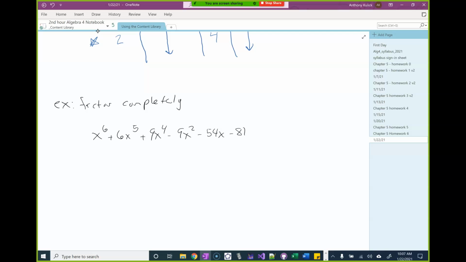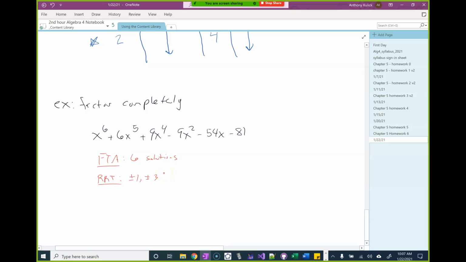Okay, so we'll start, and we know we'd have at most 6 x-intercepts or 6 factors. And we can use our constant term, that's 81, divided by the factors of the leading coefficient, 1. So my factors of 81 are 1, 3, 9, 27, and 81. And since the leading coefficient is 1, that's it, right? There's nothing more to do.